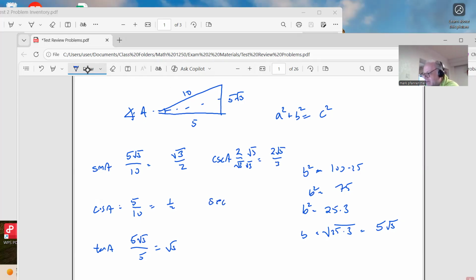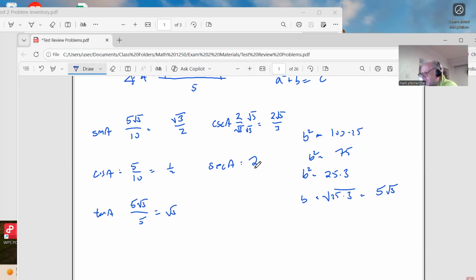My secant of A is going to be equal to 2. It's the reciprocal of the cosine. And of course, the cotangent of A, which again is the reciprocal of the tangent. So it's going to be 1 over the square root of 3. I'm just taking the reciprocal here. And of course, we're not going to leave it like this. So we're going to say that's square root of 3 over 3. And then that should be our answer for this.